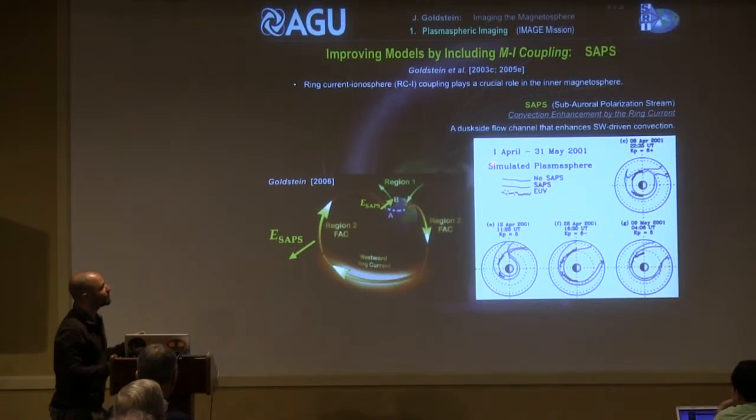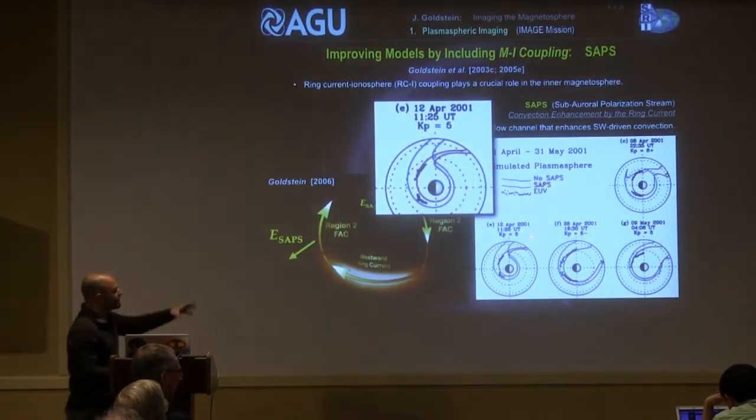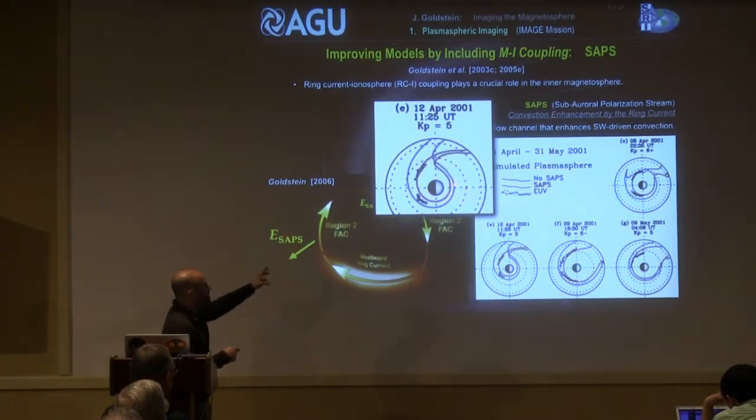This is a simulation of the plasmasphere that was run for two different versions of the model, one with no SAPS and one with SAPS, run for 2 months of EUV observations. So the black dots are the EUV, the red is the model with SAPS, the blue is the model without SAPS. Let me just take a close-up of one of these and then generalize.